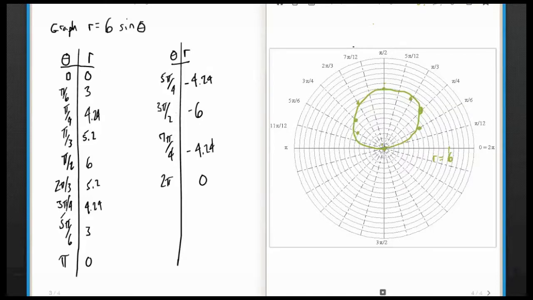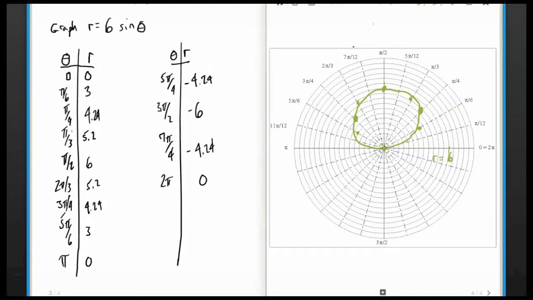Here's 3 pi by 2. I'm looking down in this direction. I go all the way up here to this. Oh, that's interesting. So the same thing keeps happening. 7 pi by 4, which is over here. Another negative radius, negative 4.24. Oh, look, that's already there too. Oh, that's this one here. So we'll make that one darker. And 2 pi, I'm looking in this direction. My radius is once again 0.